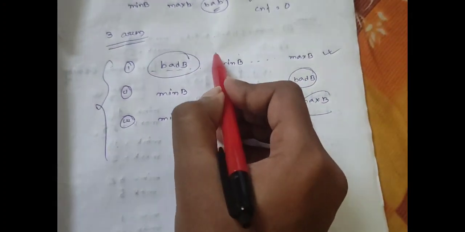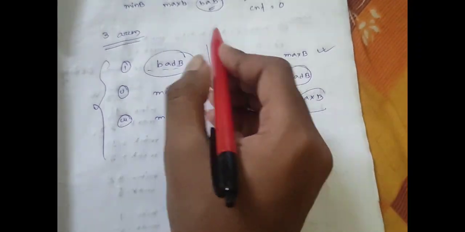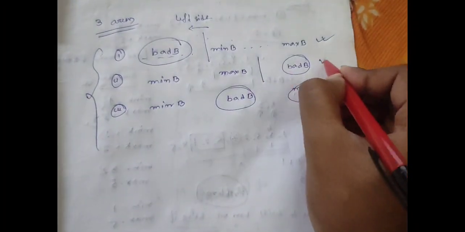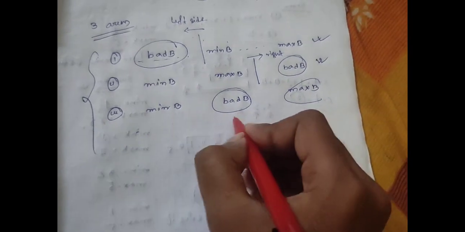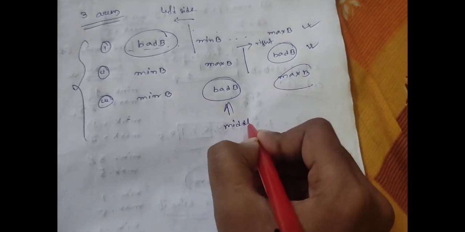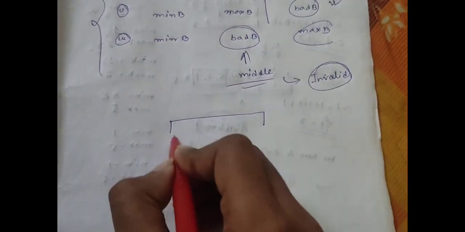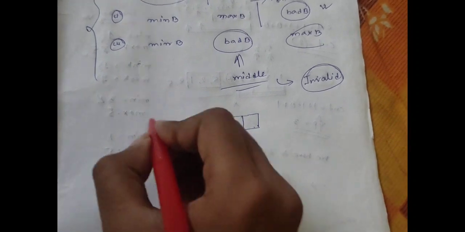In the first two cases we can easily do it, because the bad boundary is on the left or right side of the subarray. But in the third case the bad boundary is in the middle. So this is invalid, because you can check that we have many elements in this array.